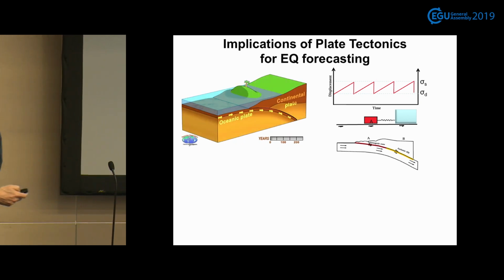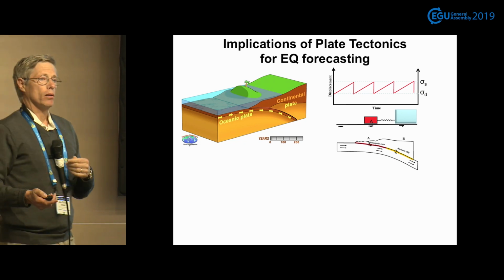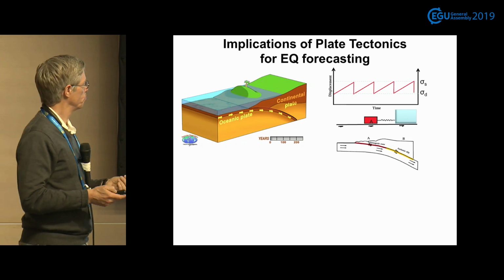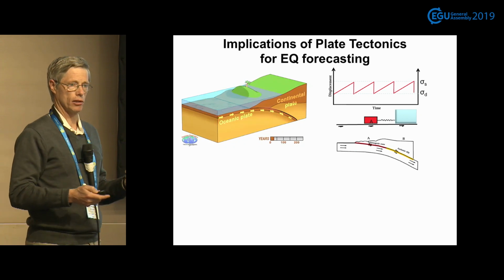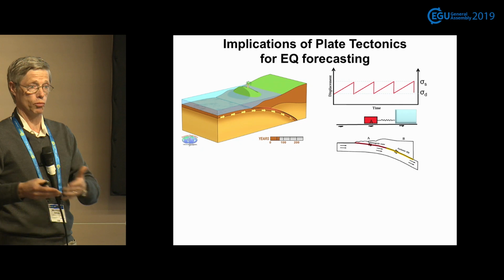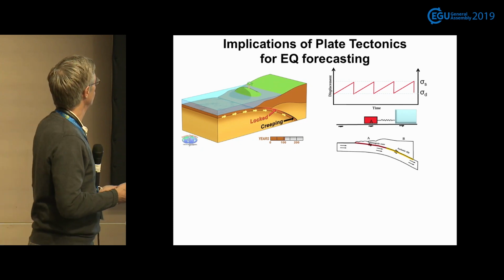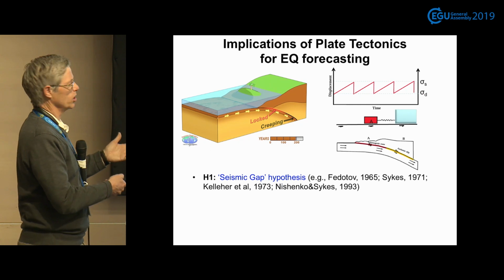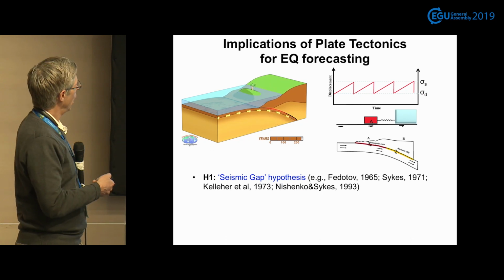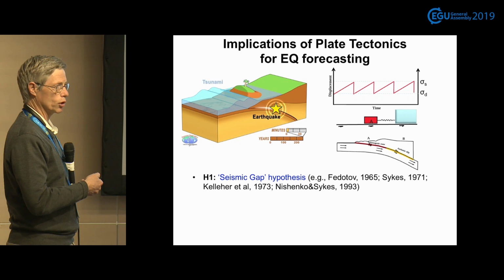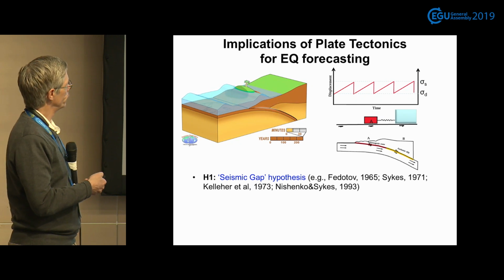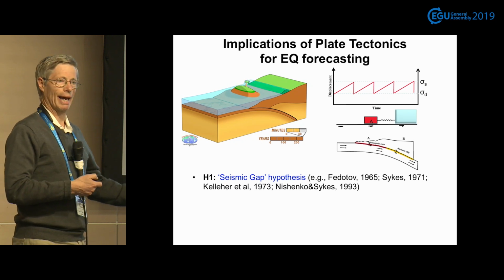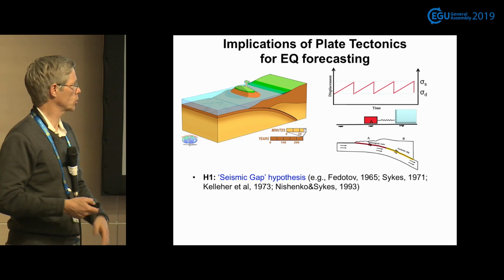So early on, when plate tectonics was formulated, people came up with a few simple ideas about how plate tectonics would help forecast earthquakes. The first idea is that if this model is correct to first order, and you know the date of the previous earthquake, if the previous earthquake was recent, you probably have a small likelihood that it's going to produce a new earthquake.